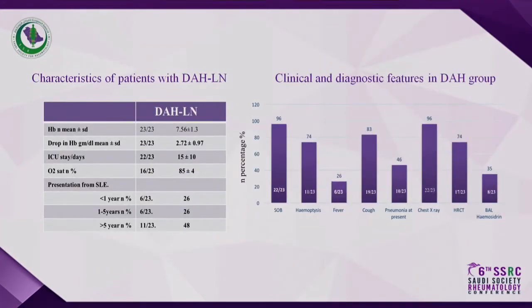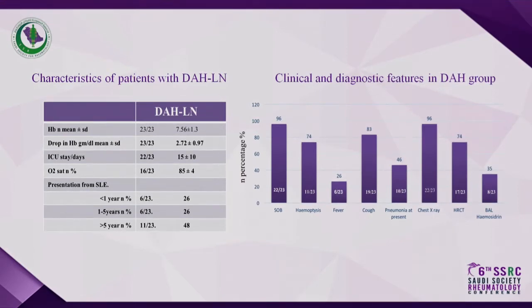We can see the characteristics of patients with the diffuse alveolar hemorrhage. The hemoglobin mean was 7.76, and the drop was about 2.72. The ICU stay that the patient had was 15 days, and oxygen saturation was 85%.